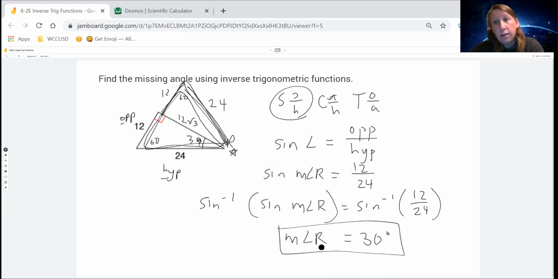All right, know your special right triangles and you will do better. Be good, keep working, and keep learning.